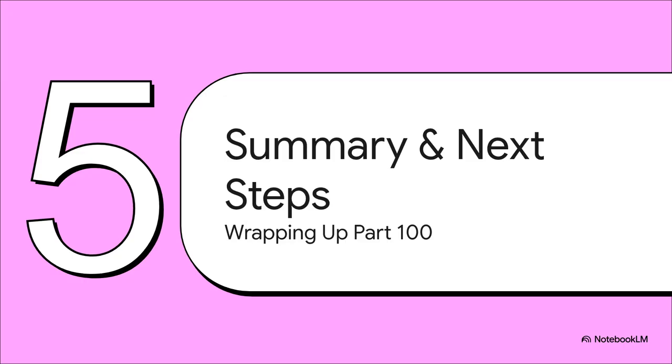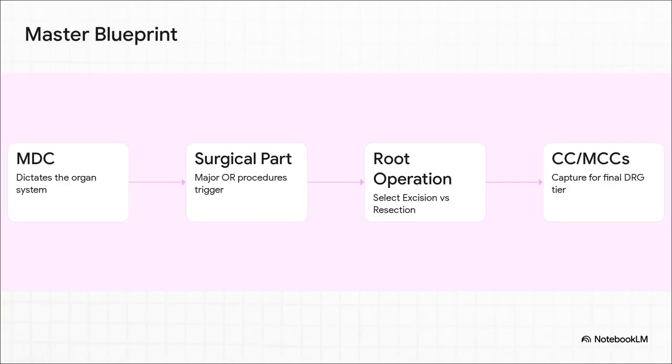And finally, Section 5, Summary and Next Steps. Consider this your master blueprint. Step 1. The principal diagnosis establishes the MDC. Step 2. Major OR procedures pull that case right into the surgical partition. Step 3. We rigorously interrogate the operative report to assign that exact 7-character code, making sure we catch those vital distinctions across DRGs 707 through 718, like excision versus resection. And Step 4. We concurrently review for any urological CCs or MCCs to lock in our final DRG triplet tier. That is how you build a bulletproof case.